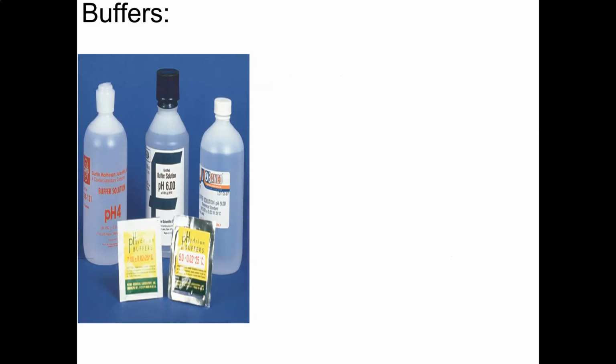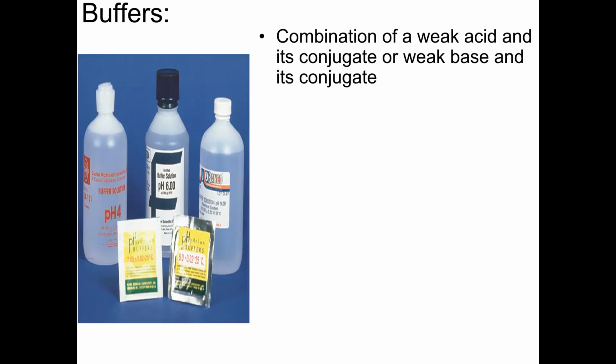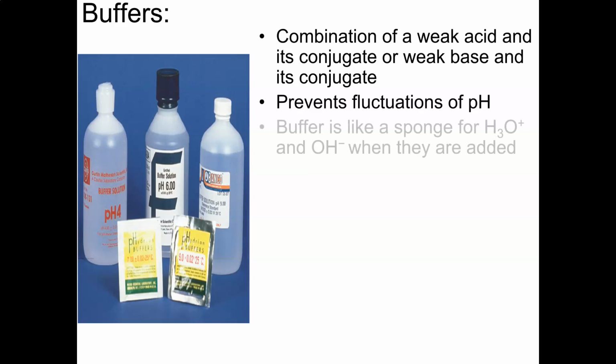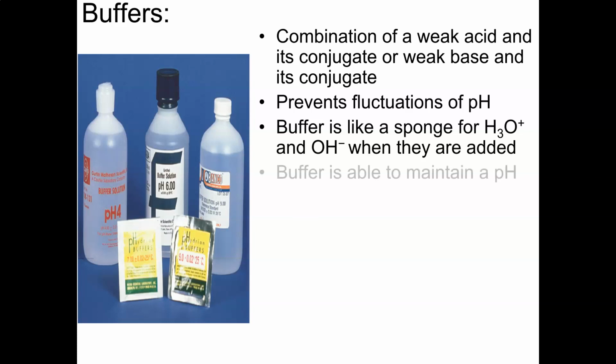All right, so now let's get to the hard stuff, buffers. A buffer is a combination of a weak acid and its conjugate, or a weak base and its conjugate. Basically, it prevents fluctuations in pH. The whole point of a buffer is to act like a sponge. You add acid, it eats it up. You add a base, it eats it up. The whole point is to make sure the pH is stable throughout an experiment or scenario.